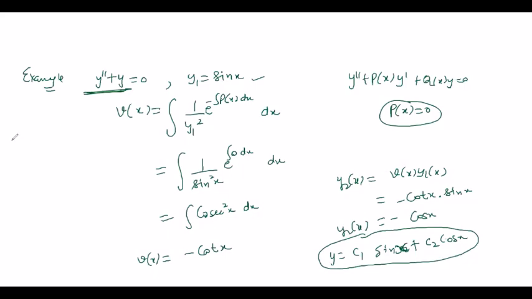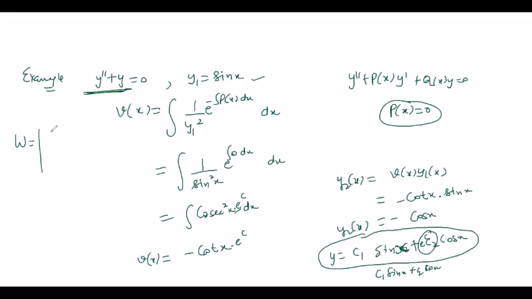Before we check whether sin x and cos x are independent, let me make the correction: e raised to power 0. So the integral here is a constant. If you introduce this constant, it will be adjusted in this constant, so ultimately the final answer is still going to be the same, c1 sin x plus c2 cos x.